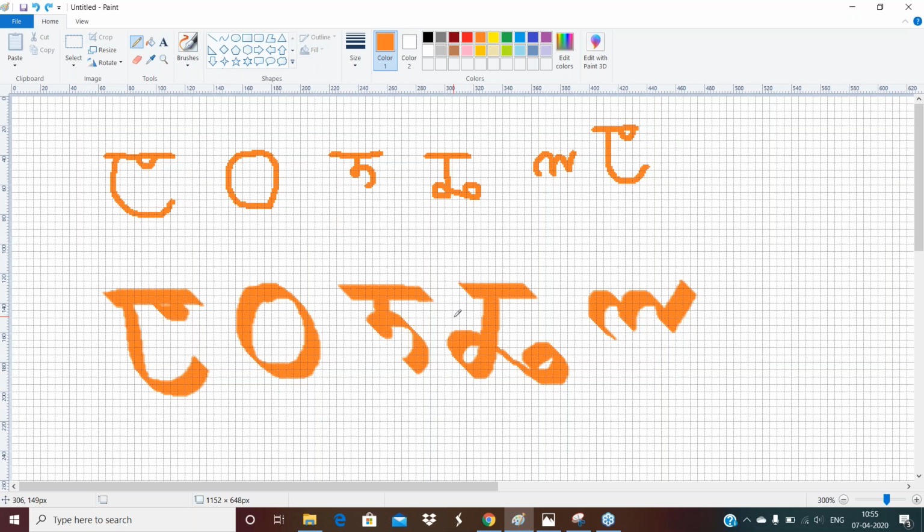Rakeshji, I think the confusion is in Nya and D because the shape is almost similar. Only in D we stop before the middle line, and in Nya we take it forward like a comma. Oh, I see. Okay, let us draw that. I got your point.